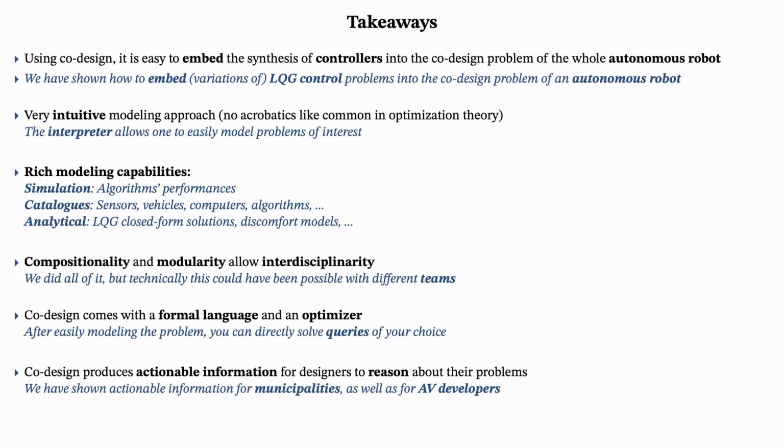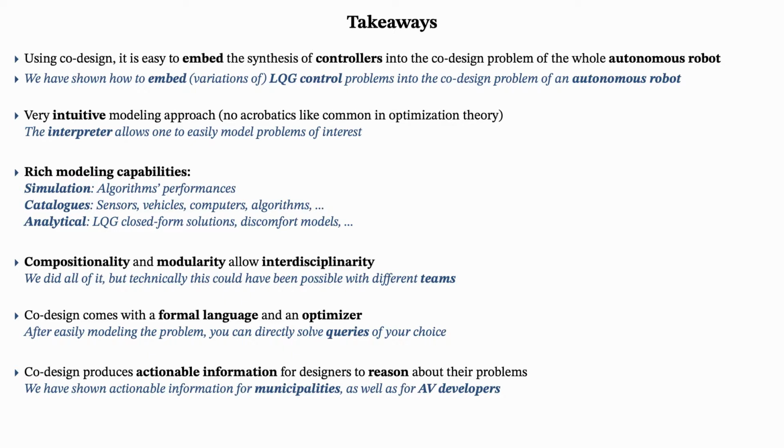Now, what are the takeaways? First, I've shown you that using co-design, it is very easy to embed the synthesis of controllers, here we used variations of LQG control problems, into the co-design problem of the whole autonomous robot. Second, I've shown you that this is a very intuitive modeling approach that does not require acrobatics common in optimization theory. This framework comes with an interpreter and a solver, which allows us to easily model problems of interest.